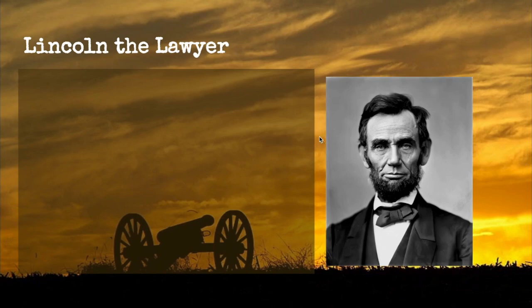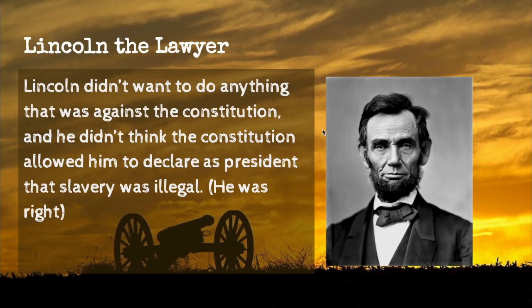Lincoln was a lawyer. He knew the law. He loved the law. He was really dorky about whether things were perfectly worded and the letter of the law. And he didn't want to do anything that was against the Constitution. And he didn't think that the Constitution allowed him to declare as president that slavery was illegal. He's right. That's a law that would have to be passed by Congress. And presidents aren't allowed to just make laws like that. We know that from when we talked about how the government works. So what could he do?